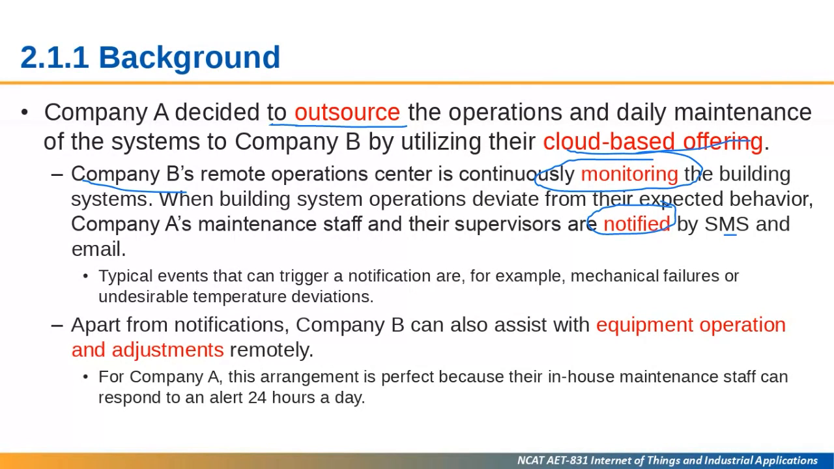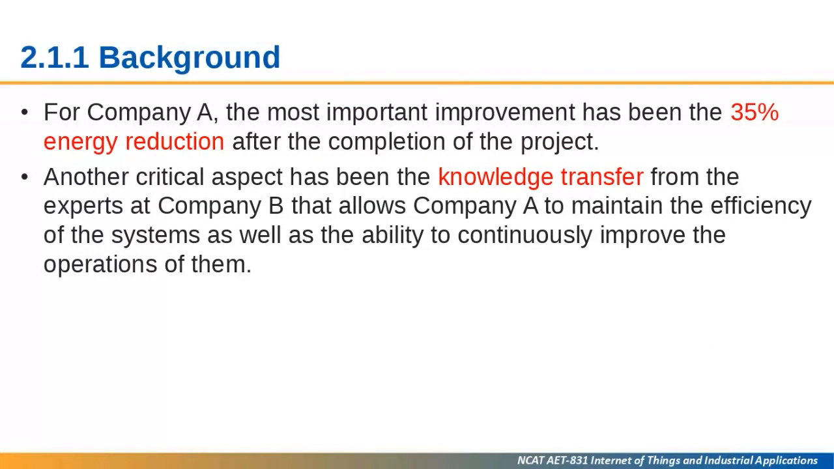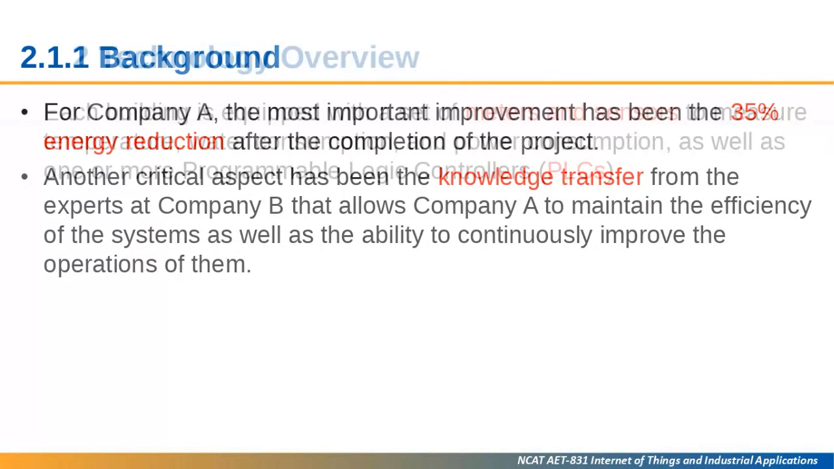And in addition to the notifications, Company B can also assist with an adjustment remotely, just in case the maintenance personnel of Company A is not available. For Company A, the most improvement is the energy reduction, and also the knowledge transfer benefit.